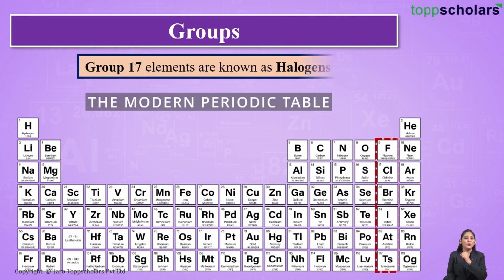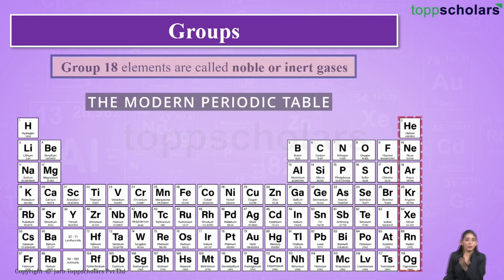Now let's move on to group 17 elements, friends. Group 17 elements are known as halogens. Why is this so? This is because elements of group 17 react with metals resulting in the formation of salts. And halogens means salt formers. And so group 17 elements are called halogens.